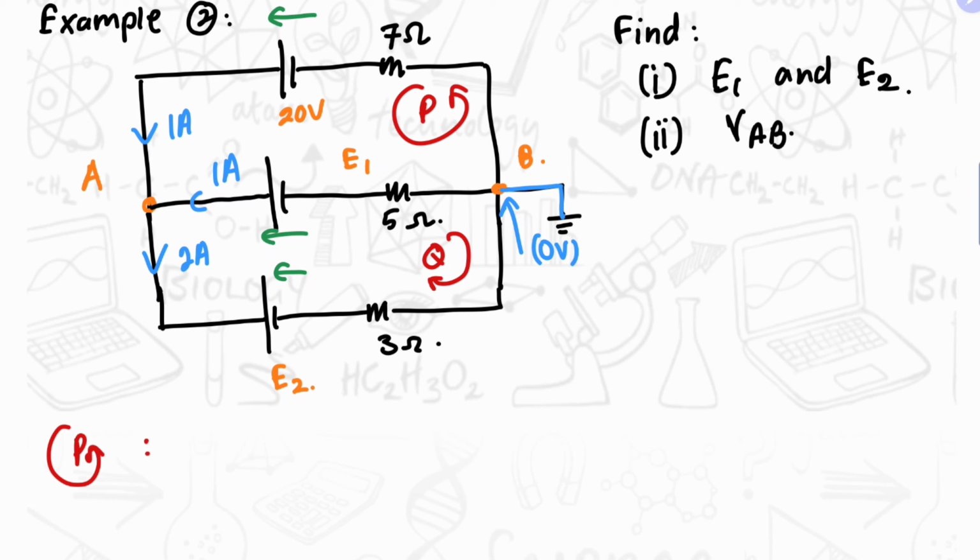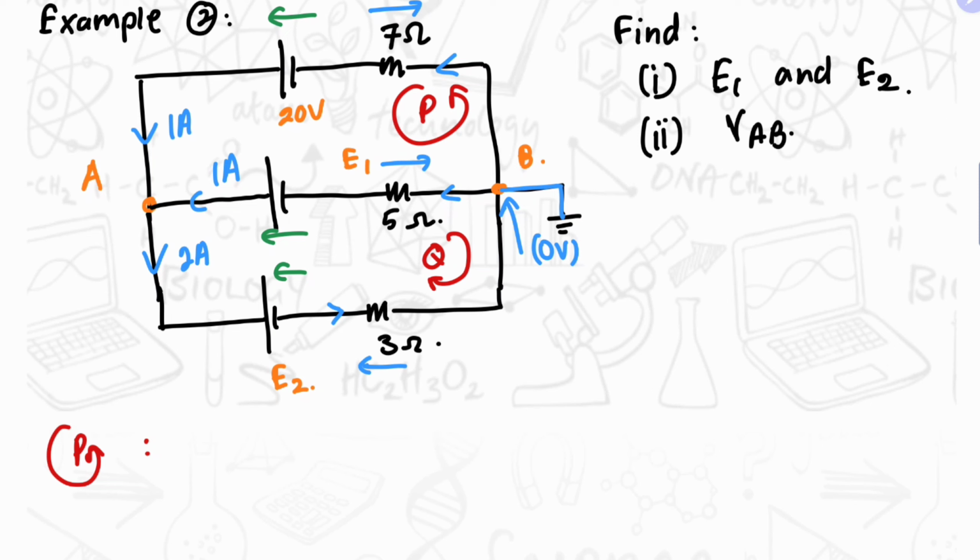Here we have to mark the increment in potential for the resistors as well. So the current flows from here, therefore the increment is from left to right. Here the current flow is from right to left, so the increment is from left to right. Here the current flow is from left to right, so the increment will be from right to left.